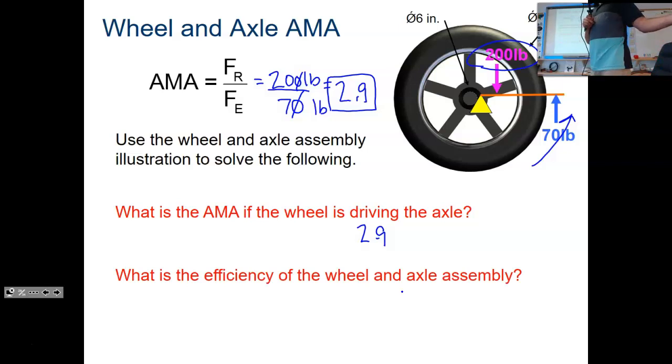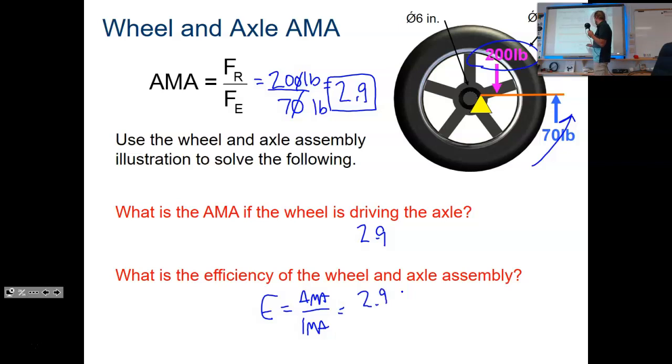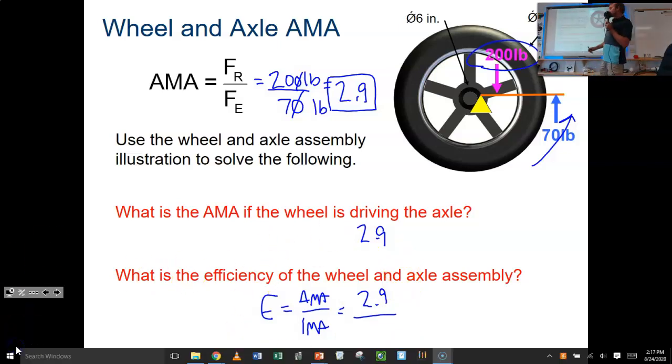They say, what's the efficiency? So the efficiency is going to be the actual divided by the ideal. So the actual mechanical advantage, 2.9, and the ideal mechanical advantage is 3.3.